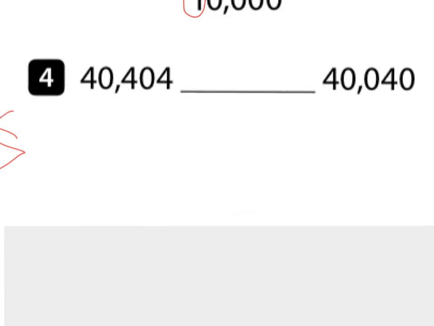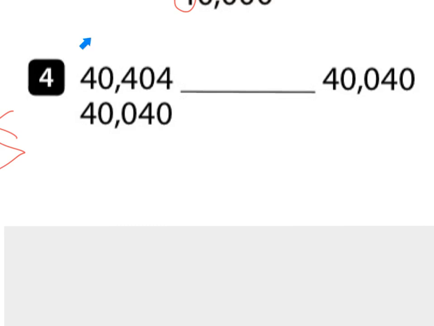Number 4. All right, this time we are comparing 40,404 to 40,040. All right, so let's stack our numbers on top of each other. You start all the way over here on the 10,000s place, and you can see those are the same, so cross those out. We next go to the thousands place. They are the same, so cross those out. And then finally we move to the hundreds place, and you can see that the 4 is larger than the 0, so circle that 4 just so we know that that's larger.